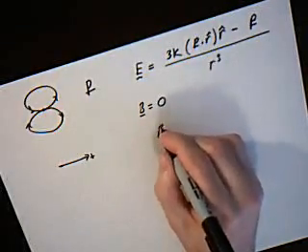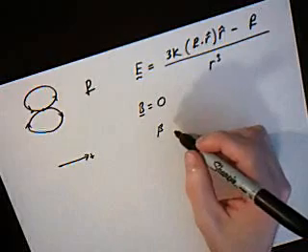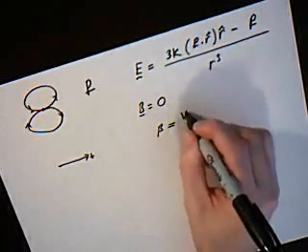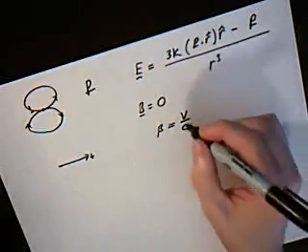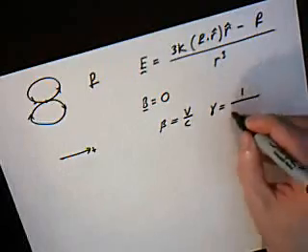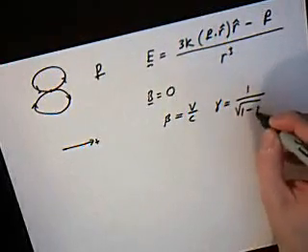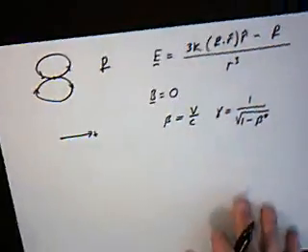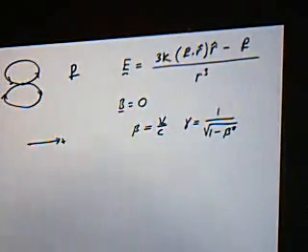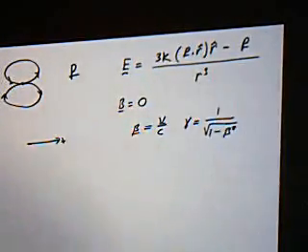My beta, which is my velocity divided by the speed of light, and then gamma is 1 over the square root of 1 minus beta squared. So I need these quantities to do this transformation. Okay.